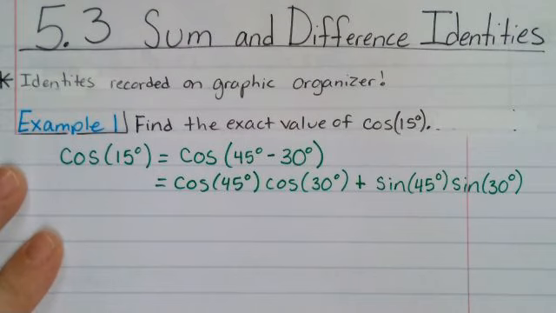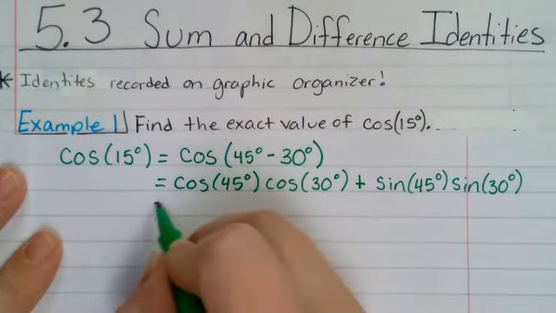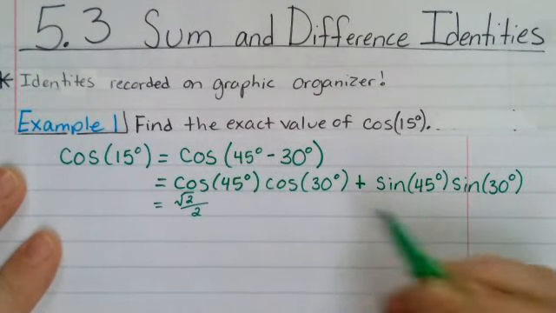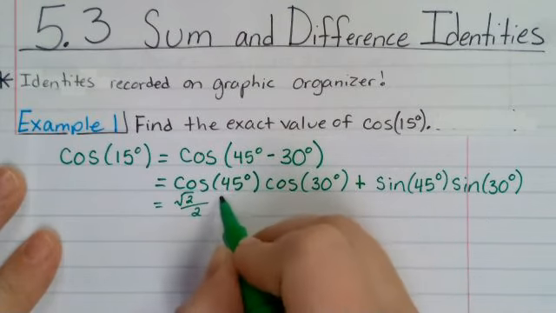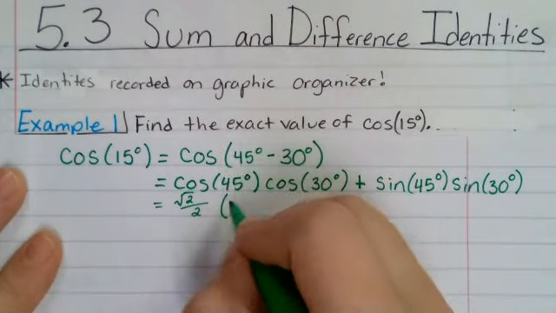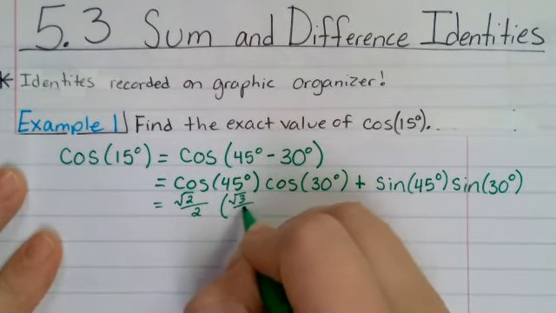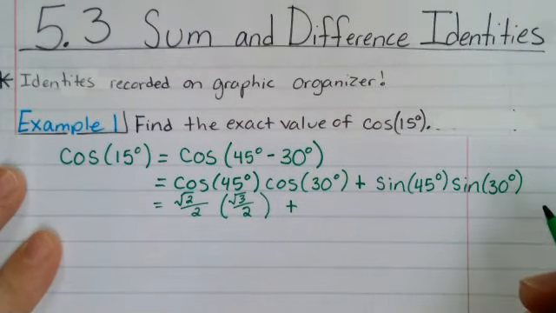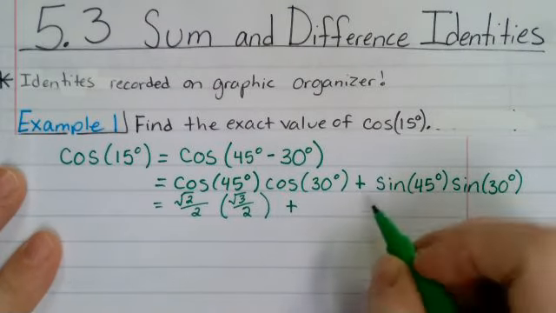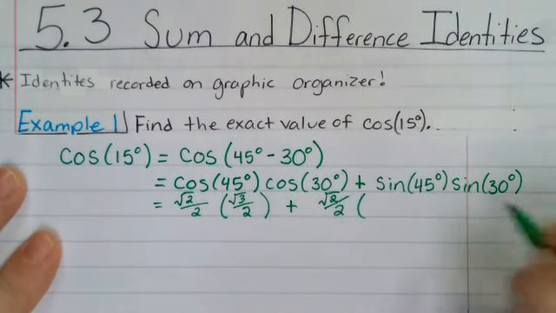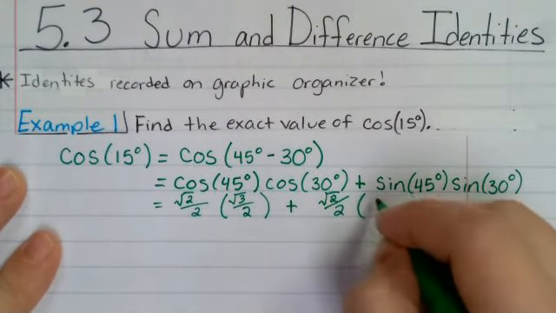And these are values we can figure out. Cosine of 45 degrees, if you look on your unit circle, is square root 2 over 2. Cosine of 30 degrees, if you look on your unit circle, is going to be square root 3 over 2. We're going to then be adding sine of 45 degrees, square root 2 over 2, times sine of 30 degrees, which is 1/2.